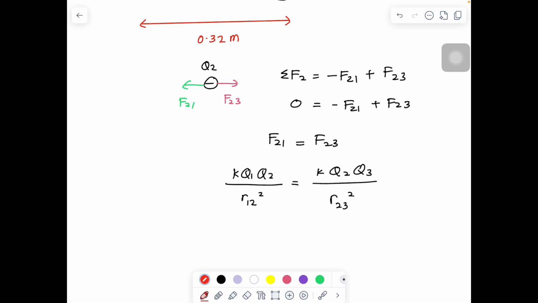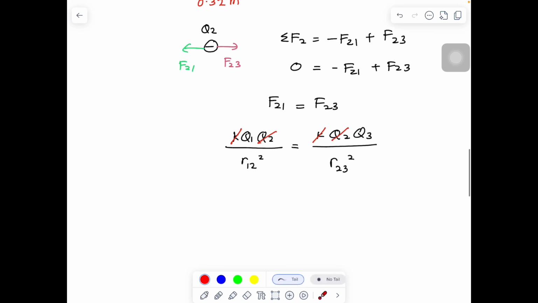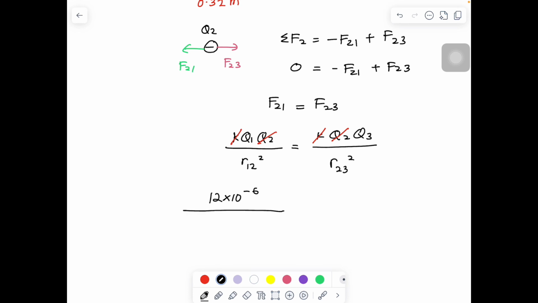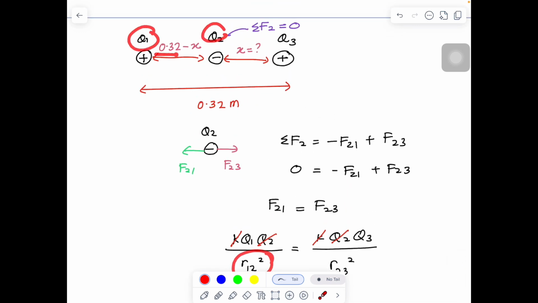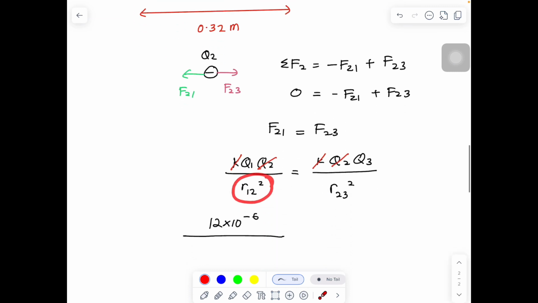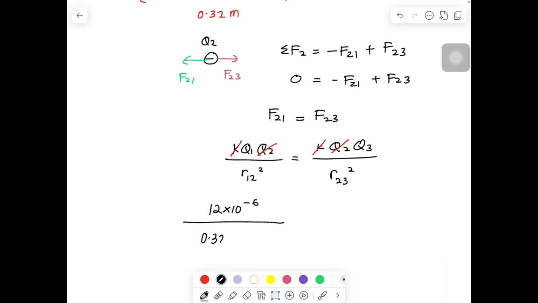Okay, lepas tu kita akan cancel out mana value yang sama, kiri kanan. So K ni sama, boleh cancel out. Lepas tu kita ada Q2 juga boleh cancel out. So that kita lebih senang lah, tidak perlu buat substitution. Okay, lepas tu masukkanlah Q1. Q1 value dia adalah 12 micro. Then divided by distance between 1 and 2. So tengok balik, distance between 1 and 2 adalah 0.32 minus X. Okay, 0.32 minus X. Jangan lupa ada square.